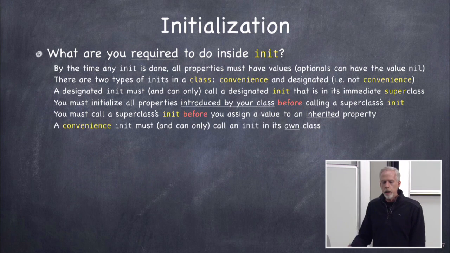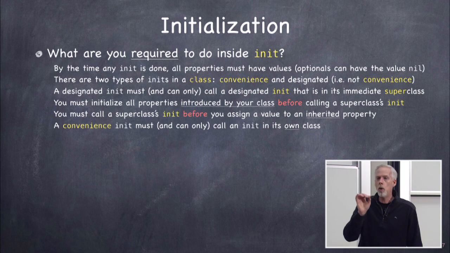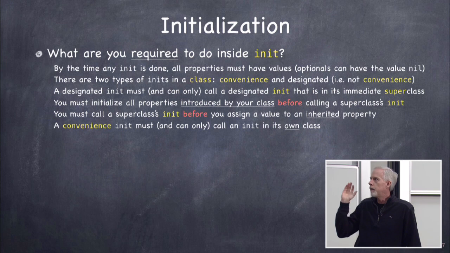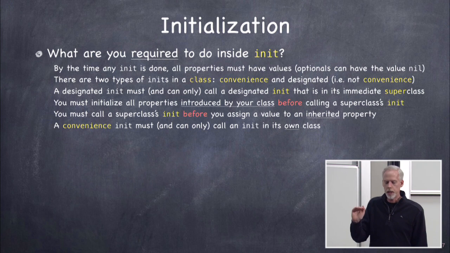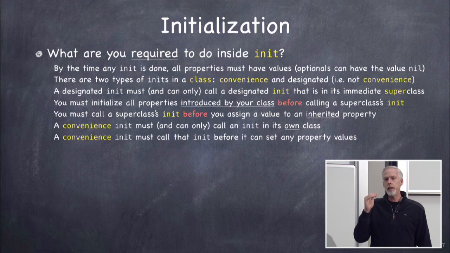A convenience init must, and can only, call an initializer in its own class. No super. Only in your own class. Convenience initializer only in your own class. Got it? You can call another convenience or you can call a designated, but it has to be in your own class, not in your superclass. And a convenience init has to call whatever init it's going to call in itself before it can set any of the property values. It's kind of different from an init that calls into super, because that one, a designated one, has to do its initialization before it calls super.